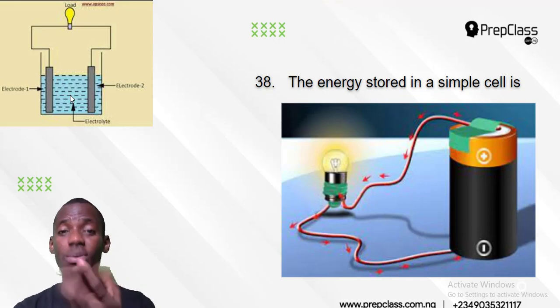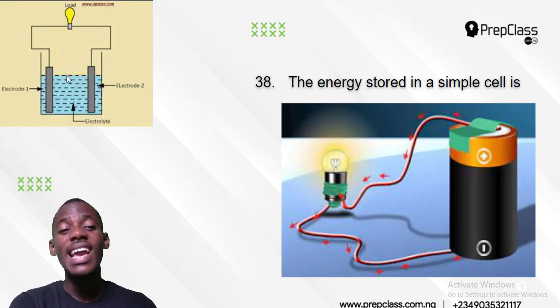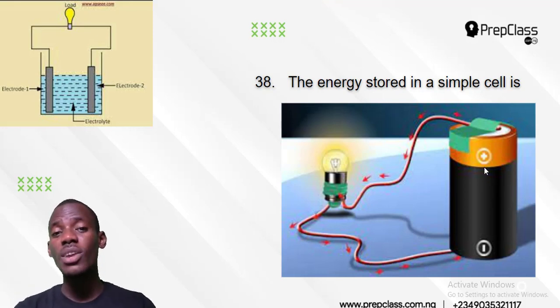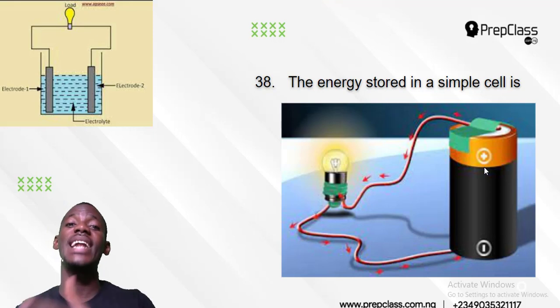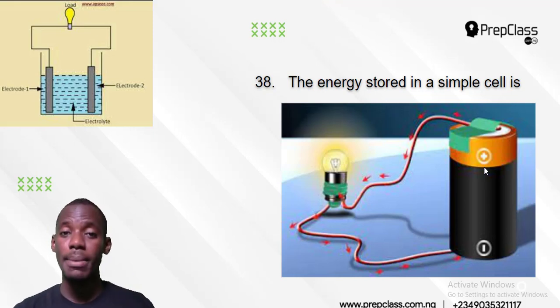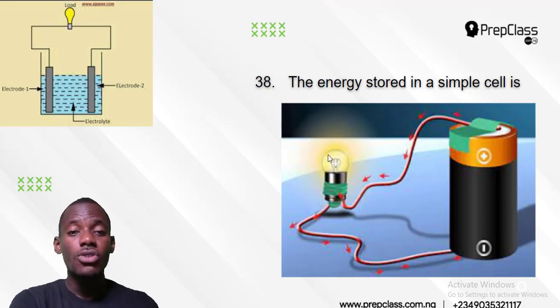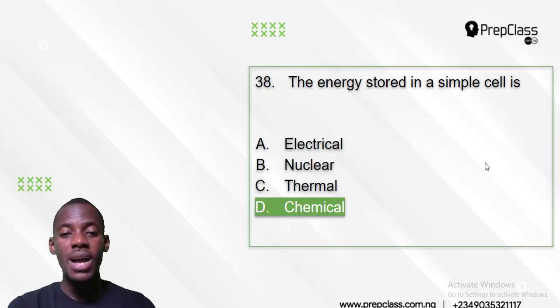That acid is in liquid form, right? And this is the electrolyte, or the liquid. So it is chemical, it is stored in chemical form. So energy inside the battery is stored, not the one coming out. It comes out as electrical, but it is stored as chemical. And that is the answer to that question. Please don't forget.